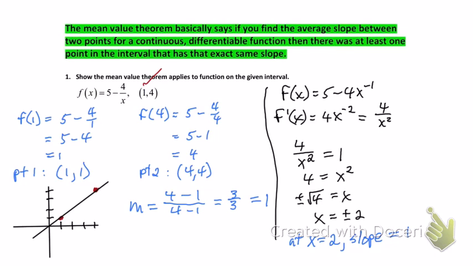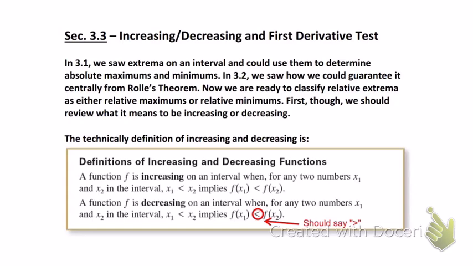Okay, we're to 3-3. So if you start thinking about 3-1 and what we just saw in 3-2, we're getting those relative minimums and maximums. How did we do that? We used the first derivative. So this is about the first derivative test and whether a function's increasing or decreasing. So basically, look at the definition there. That's the technical definition. Very mathy.